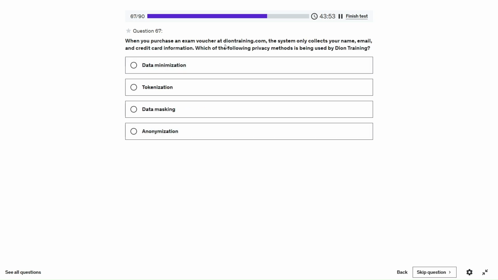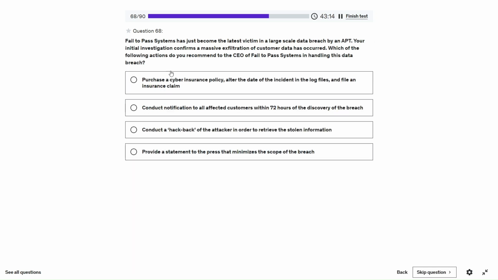When you purchase an exam voucher at DIONtraining.com, the system only collects your name, email, and credit card information. Which of the following privacy methods is being used by DION Training? Data minimization, tokenization, or anonymization? Anonymization is actually hiding the data. Data masking is adding different words. Tokenization is actually replacing the data, whereas data minimization is collecting only the required data. So this will be the right answer.